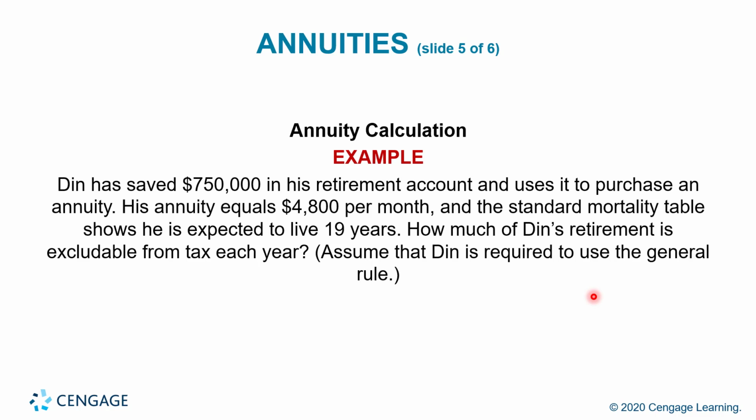And so here we have an example. Den has saved $750,000 in his retirement account and uses it to purchase an annuity. His annuity equals $4,800 per month, and the standard mortality table shows he is expected to live 19 years. How much of Den's retirement is excludable from tax each year? And so assume that Den is required to use the general rule.